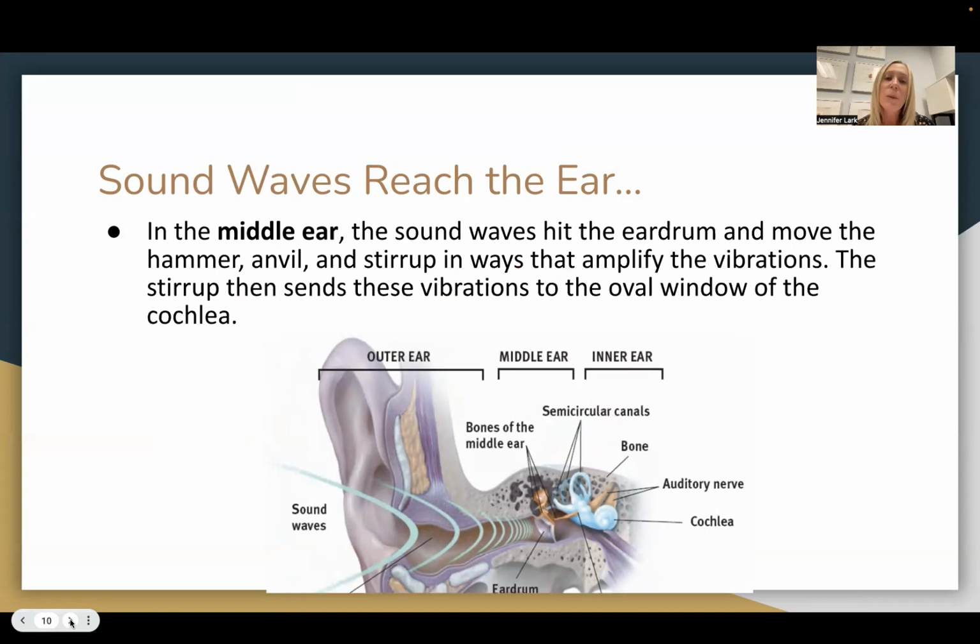Then the sound waves reach the middle ear. In the middle ear, the sound waves hit the eardrum and move the hammer, anvil, and stirrup, those super cool named bones in the middle ear, in ways that amplify the vibrations of the waves. And then the stirrup specifically sends those vibrations to a structure called the oval window of the cochlea.